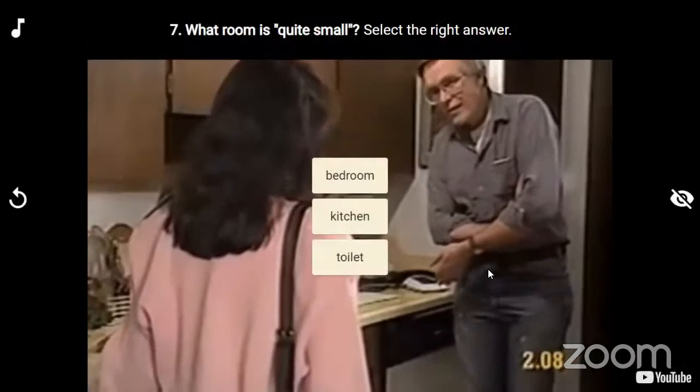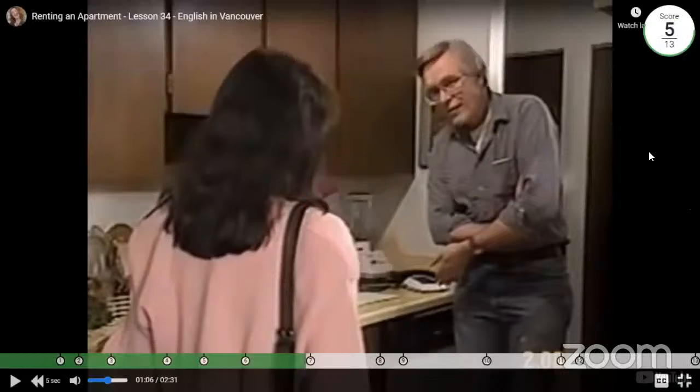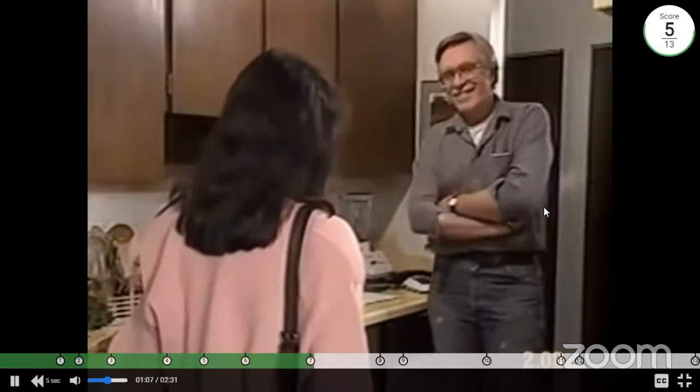Well, the bedrooms are nice and large, but the kitchen's quite small. Did you notice the dishwasher? What room is quite small? The kitchen, right? A dishwasher? No, I didn't notice it. That's great. Well, I really like this place. Can I put my name down? Sure. Is it just for you? No, I'll be sharing it with a friend.